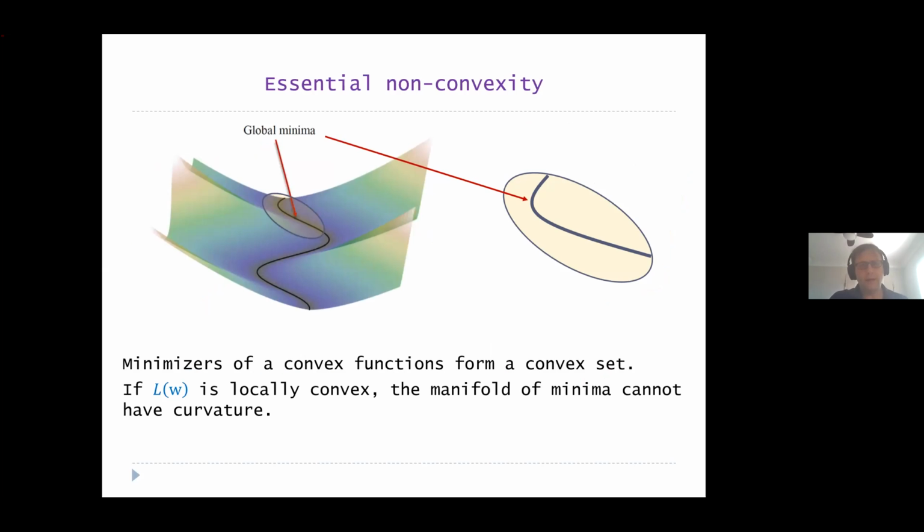So let me now point out why the landscape on the right is not locally convex. Suppose I take a small neighborhood of a point here, a circle or ellipse, and let's look at the set of minima within the circle, which is what I have on the right. Now, if my function is locally convex, even in this little ball, then we know that the set of minimizers of a convex function is also a convex set. So if L of W, this loss function, is locally convex, then that better be a convex set, and the only convex curve is a straight line. So unless there is no curvature to this curve, this cannot be convex. And of course, generically, a manifold of global minima is not going to be an affine subspace. So this is a generic fact.